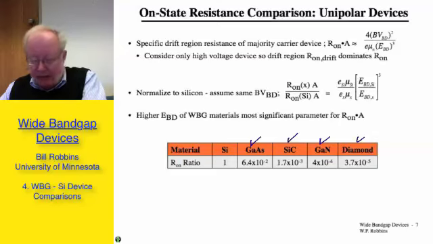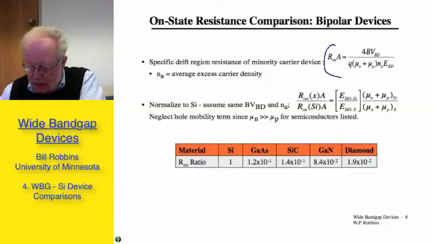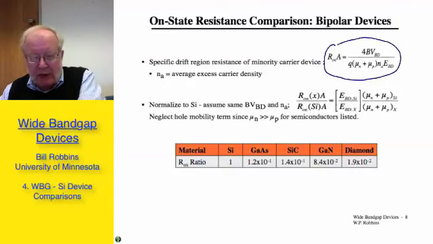making a power device. If I go on and do a similar comparison, for example, for bipolar devices, here I can approximate the specific on-state resistance by the equation that I show up here. In the numerator, we have the breakdown voltage. In the denominator, we have the mobilities, the excess carrier density, the total carrier density. We're assuming that this is a bipolar device, and so the average carrier density is much larger than the background doping density, and then the breakdown field strength. Again, I'm going to normalize this specific resistance ratio to that of silicon.